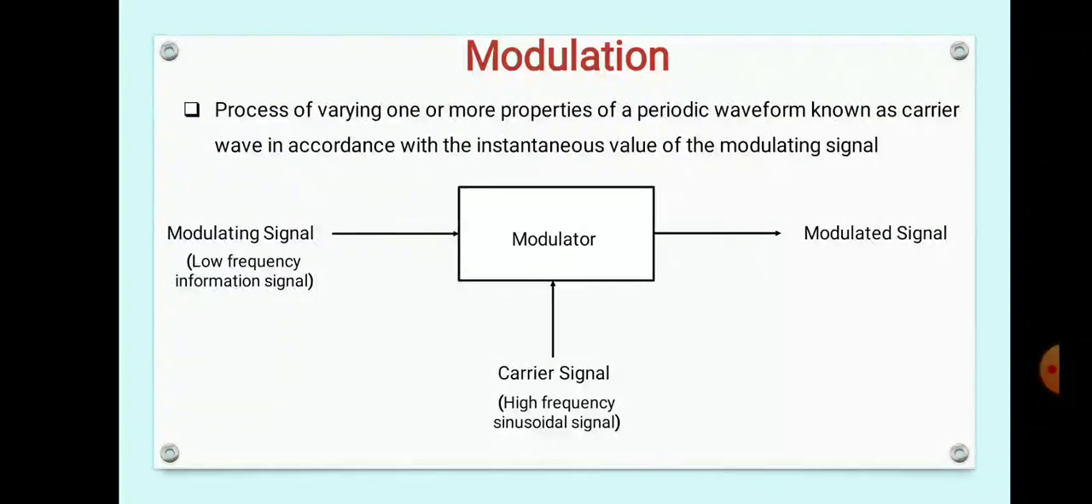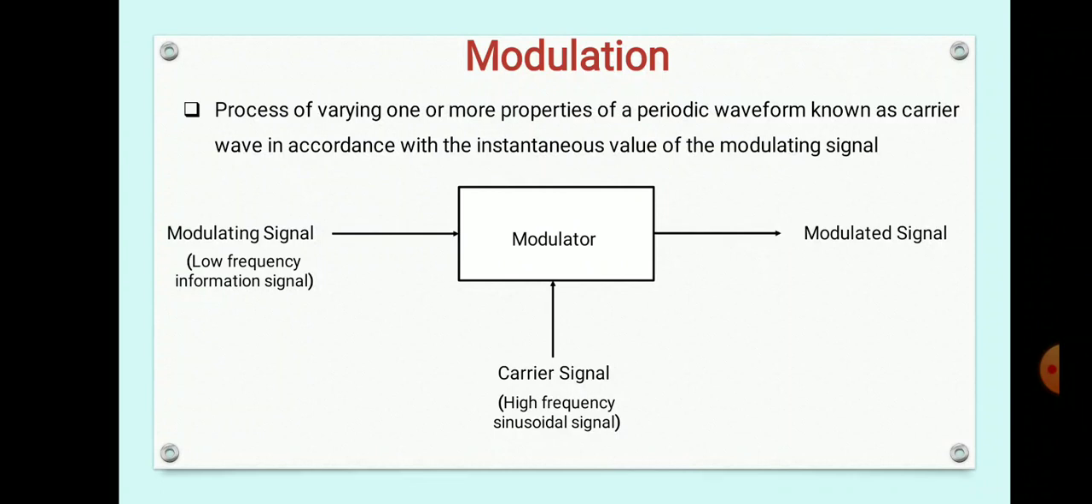This can be done by a process known as modulation. So basically, modulation is the process of increasing the frequency of an information signal in order to make it suitable for transmitting through long distances. And modulation is actually defined as the process of varying one or more properties of a periodic waveform known as carrier wave in accordance with the instantaneous values of the modulating signal.